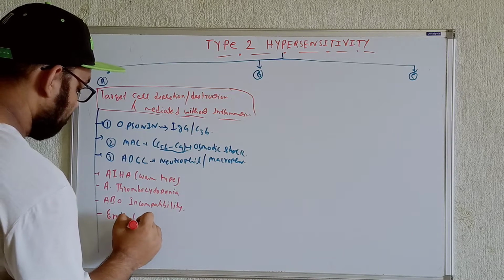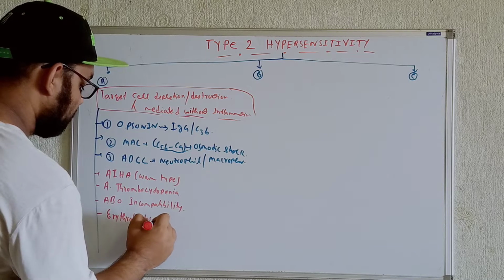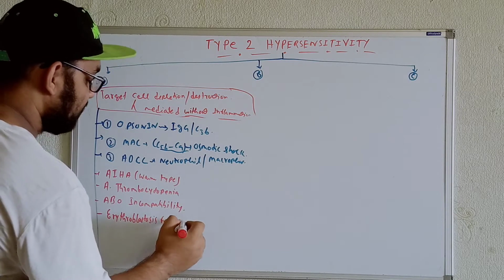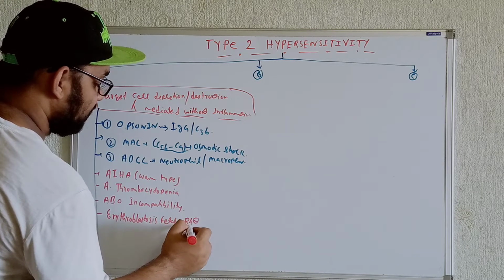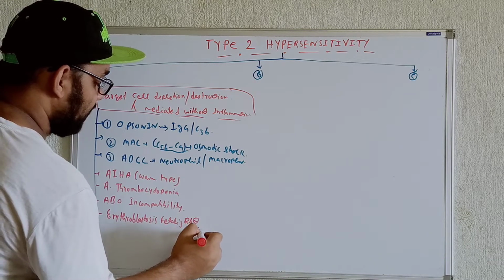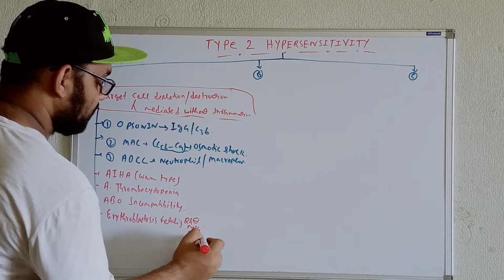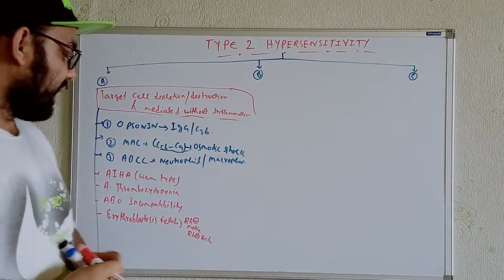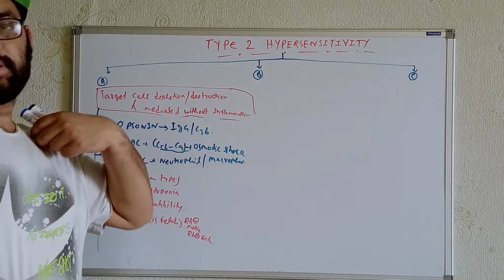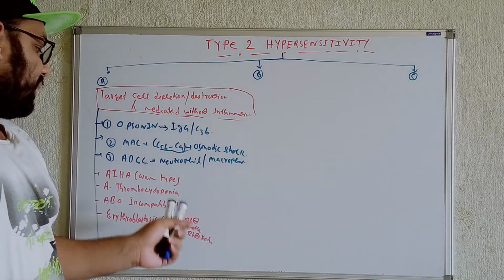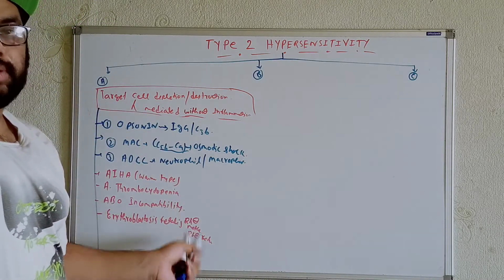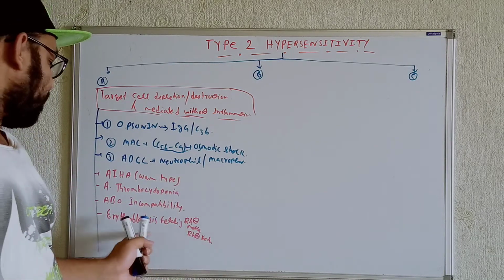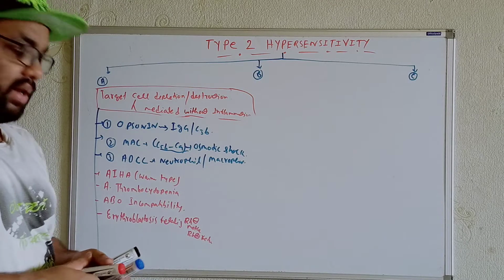Erythroblastosis fetalis. In these cases, we can get an Rh negative mother and an Rh positive fetus. The Rh negative mother will produce anti-Rh antibody against the fetus's Rh. Okay, and after that, we will get what? This antibody will go into the fetus and will also cause lysis of the RBC. As a result, we will see this type of problem in erythroblastosis fetalis.